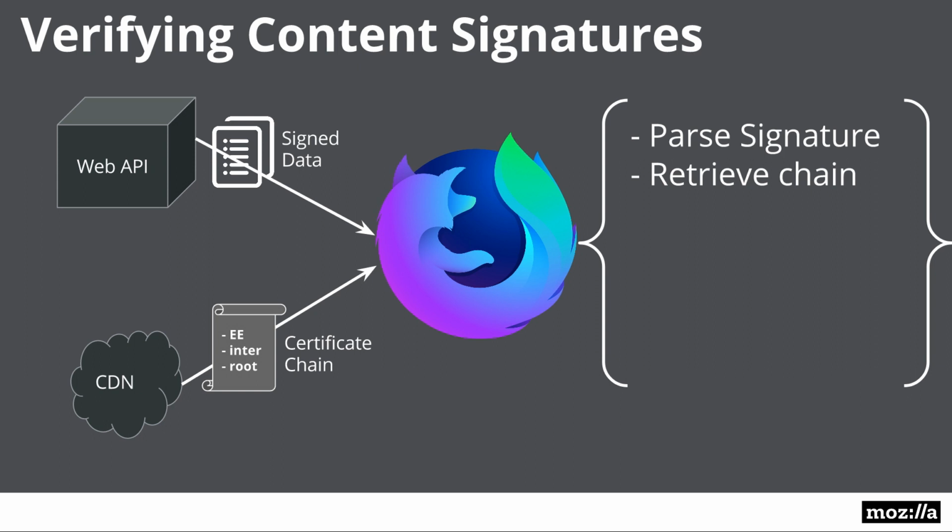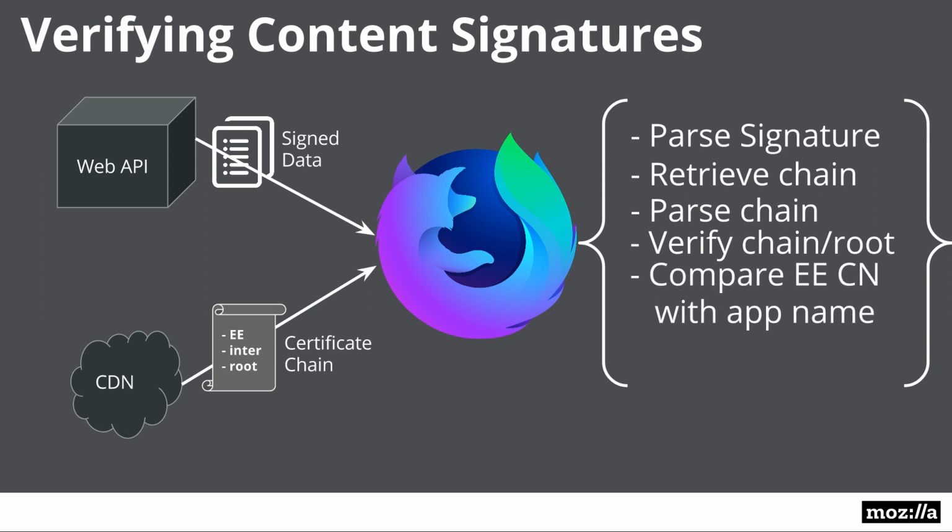And that's just a text file with the end entity certificate, the intermediate, and the root. It will then parse that chain and verify that the end entity was signed by the intermediate that was signed by the root. And then it will compare the common name of the end entity with the application name it expects. And that's similar to how TLS verifies that the certificate you're getting matches the website name that you're connected to.